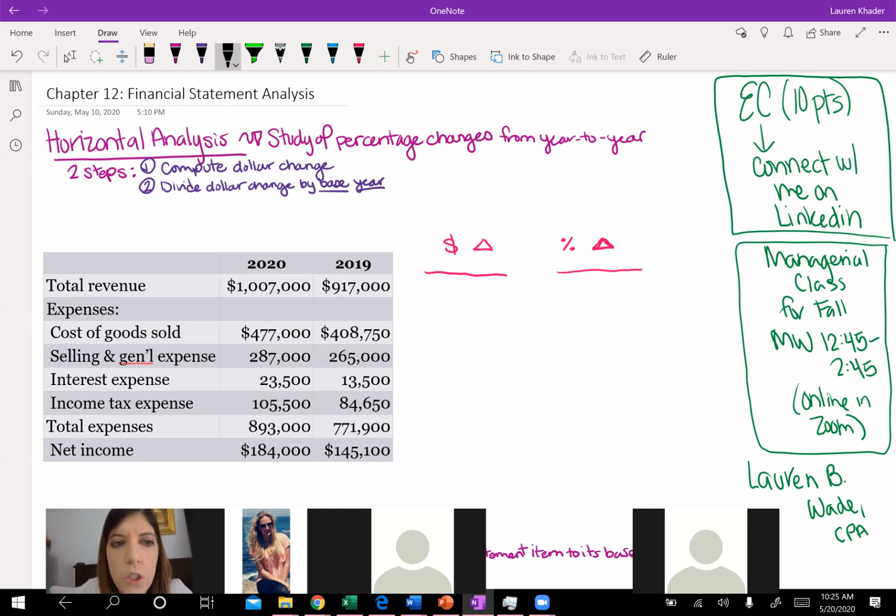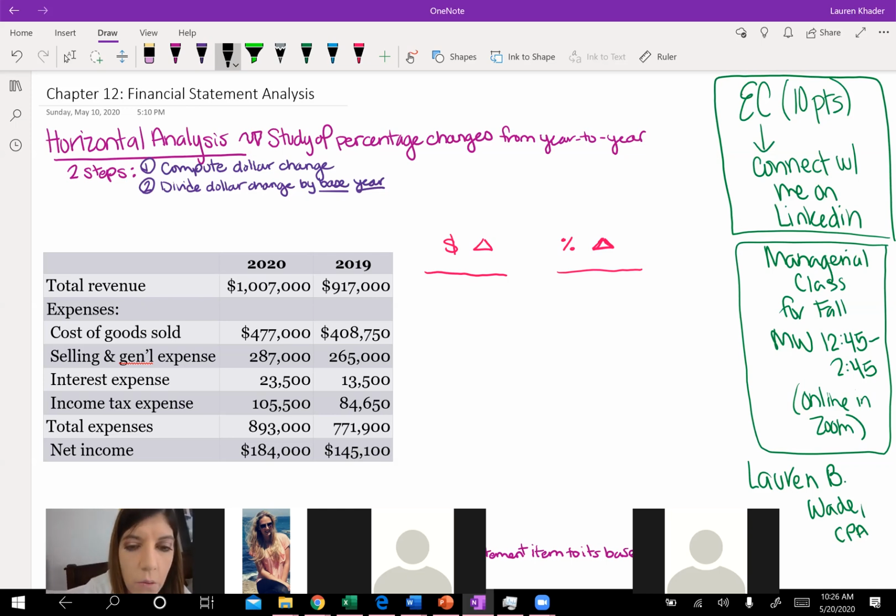In this chapter, the first part that we're going to look at is the horizontal analysis. It's the study of percentage change from year to year. So this is looking at 2 different years, or it could be a series of years, a trend analysis. And we're trying to see how much each of the line items has changed, and also looking at the relationship between different line items.